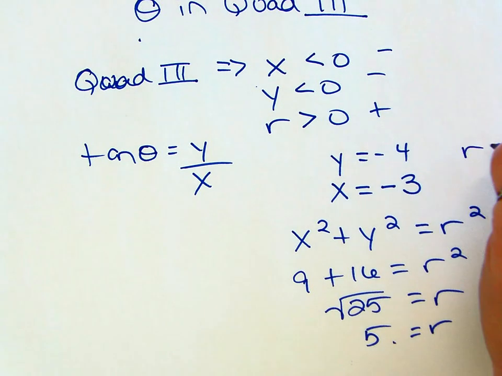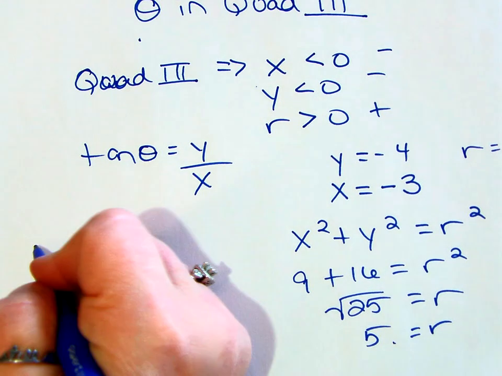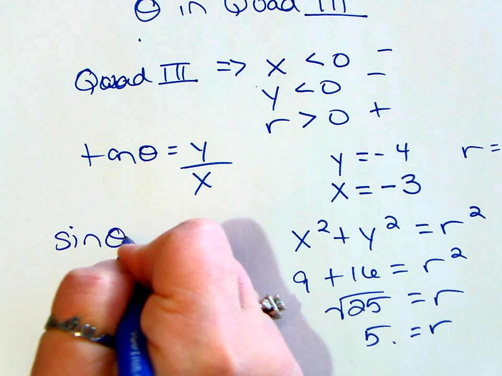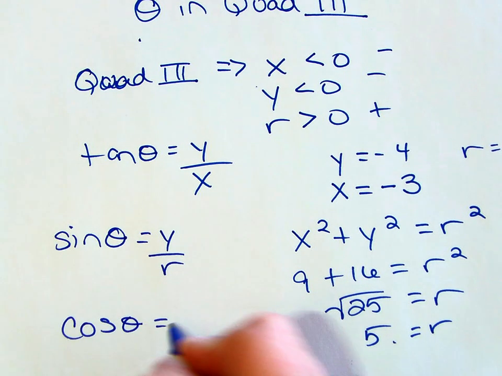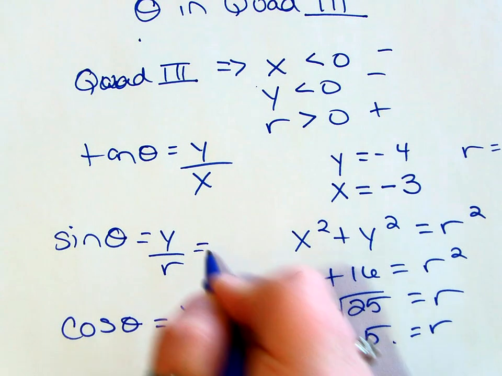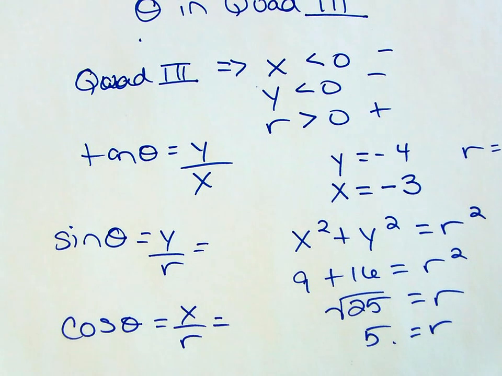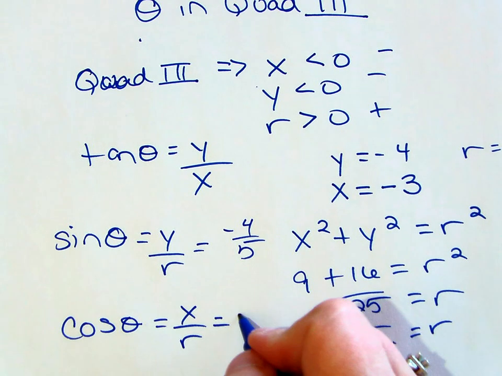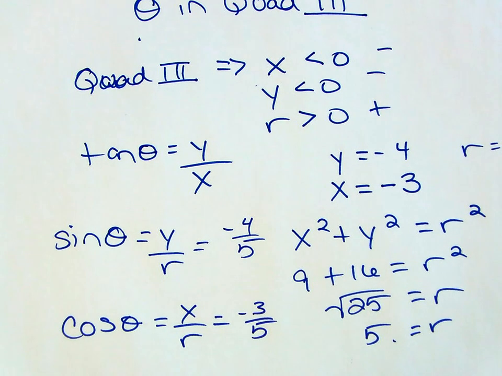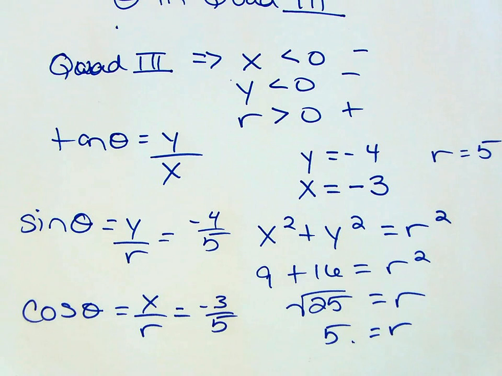So we can find our sine theta, which is y over r. We can find our cosine theta, which is x over r. Y over r would be -4/5. X over r would be -3/5. So we're using Pythagorean theorem. We're using the identities. We're using all of the information that you've had so far in these last 2 sections.